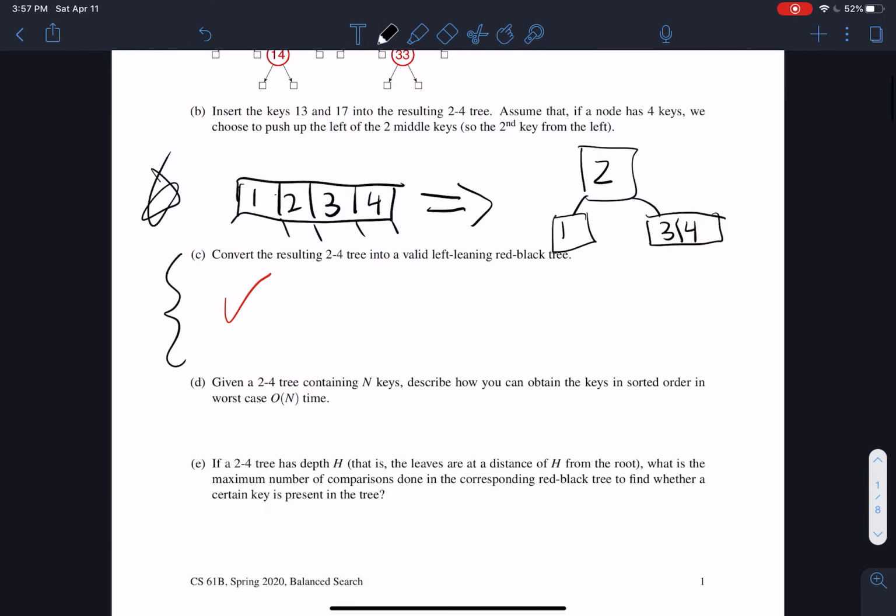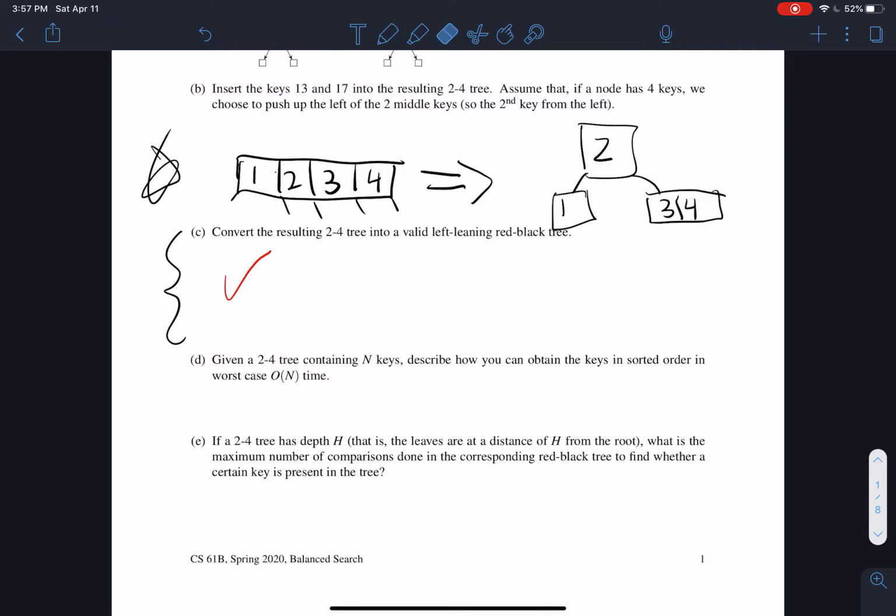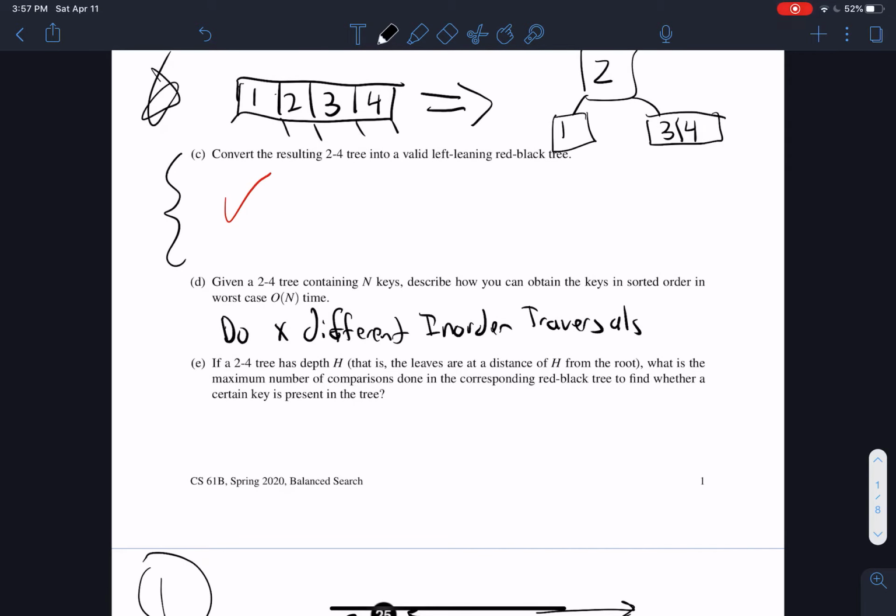So for that one, let's just write: do x different in-order traversals. Okay. So if a 2-4 tree, blah blah blah.